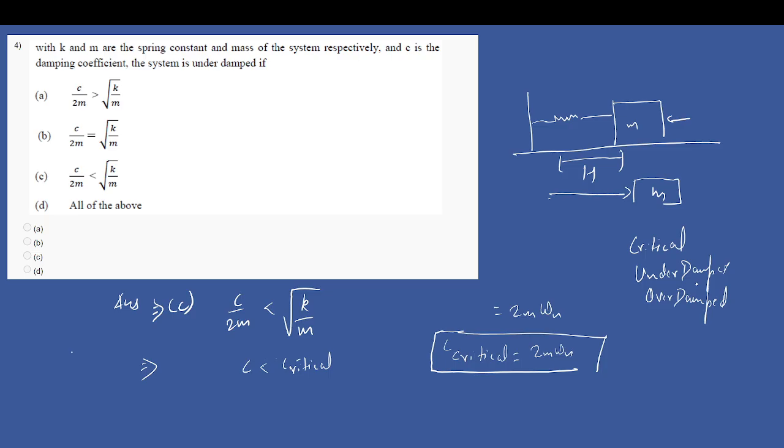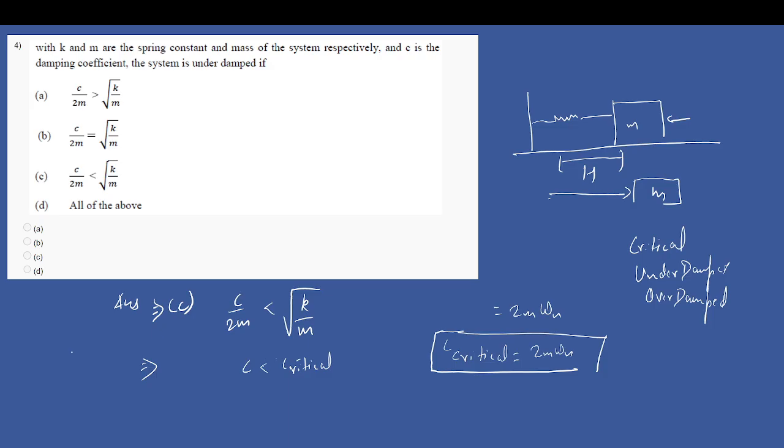So let me give you the example of the critically damped, under damped and over damped cases. Consider a door which is having a door stopper. So when you close the door, then it doesn't come suddenly back to its original position. It comes very slowly. So that type of system we call an under damped system.